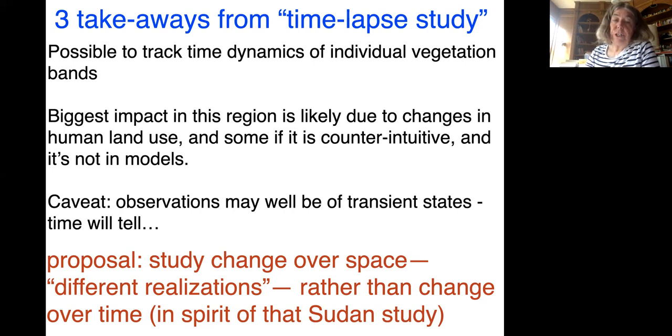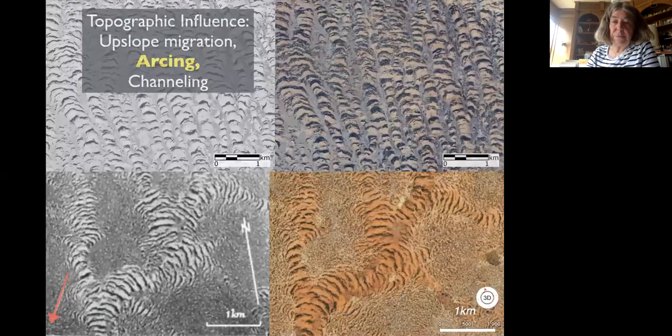And so just to finish up, one of the things that we decided to do was, rather than trying to study things over time, which is hard, maybe to study it over space, looking at different realizations of this. This is in the spirit of that Sudan study, where they said, rather than saying the system evolves at one location between different patterns, let's look at different locations and see if we could see some evidence for these different patterns.